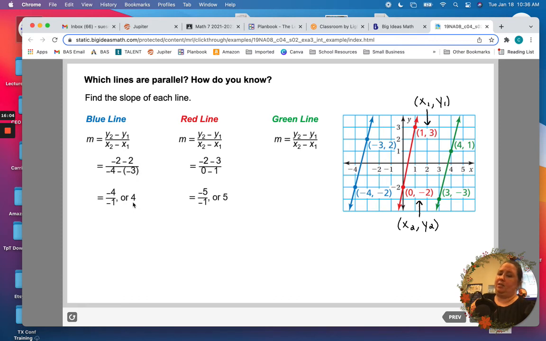Already we have a slope of 4 and a slope of 5. So are the blue line and the red line parallel? No, because our slopes are different. So we know the green line is going to become parallel to either the blue or the red line. We just don't know which.